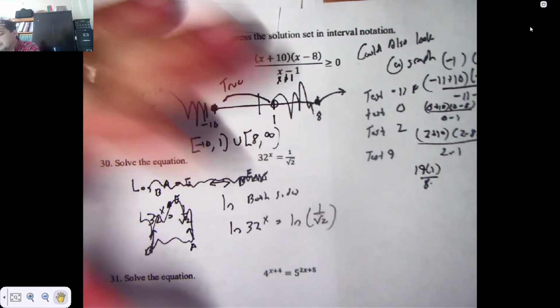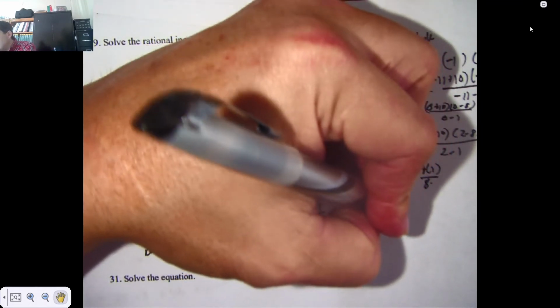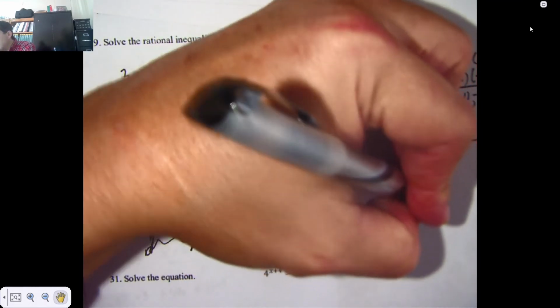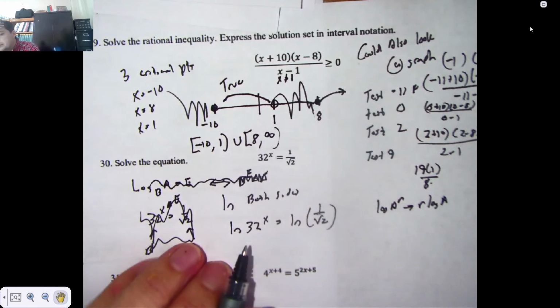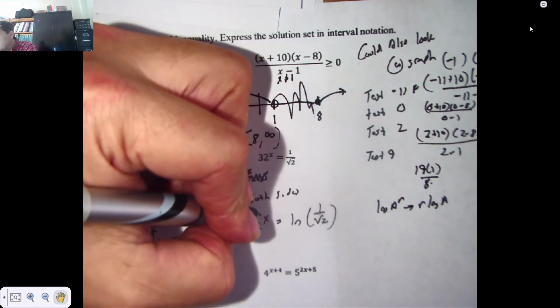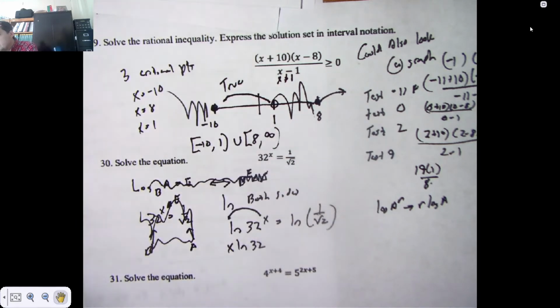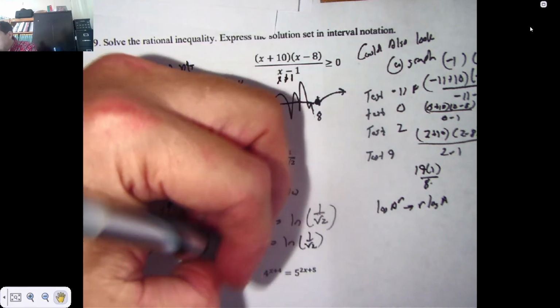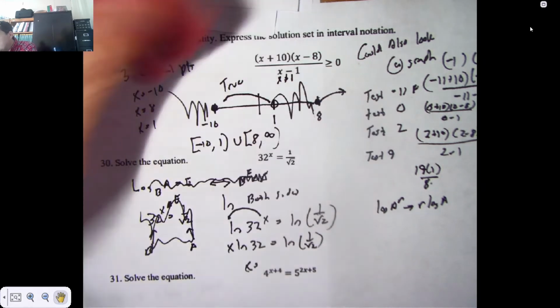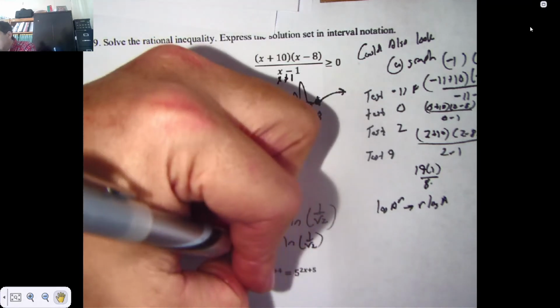There is a property in logarithms which a lot of the honors kids know. It says log a to the r is r log a. And a natural log is a logarithm. And it's saying you can take these exponents and you can move them out front. So x natural log of 32 is equal to the natural log of 1 over root 2. And then what we do is we divide by the natural log of 32.